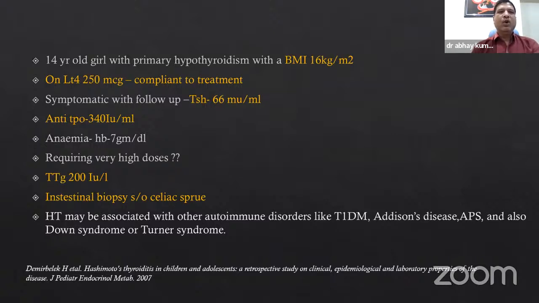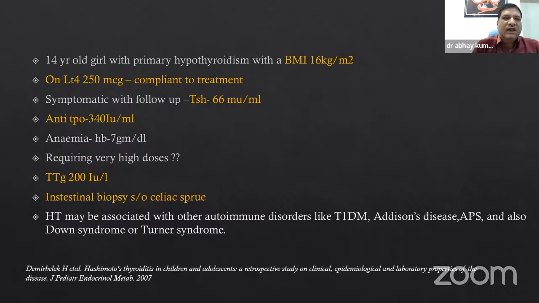Another person, a 14-year-old boy, primary hypothyroid, on levothyroxine 250 microgram. Patient is compliant to treatment. Despite taking levothyroxine 250, TSH is found to be 66. Anti-TPO antibody is strongly positive. Hemoglobin is low, and TTG is also high, and patient is requiring very high doses. And the most important part is here, the TTG gave a clue that the patient is having celiac sprue, so there is malabsorption syndrome. So the patient is taking the medicine, but it is not getting absorbed.